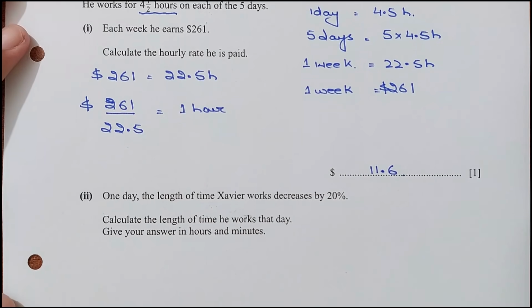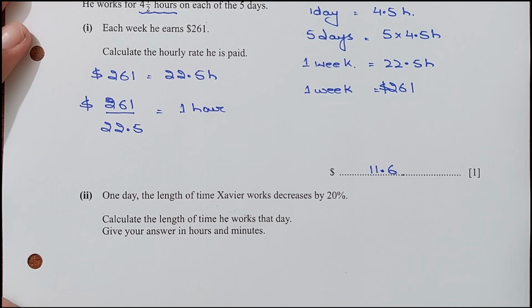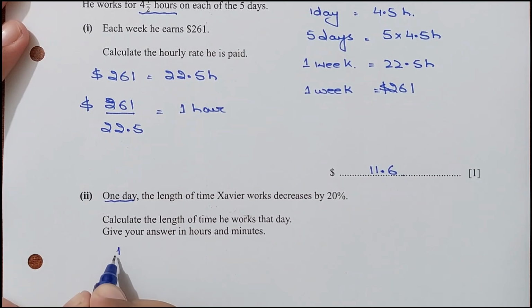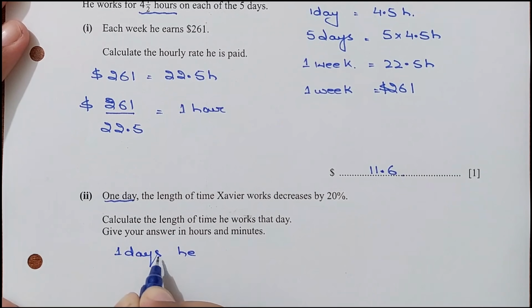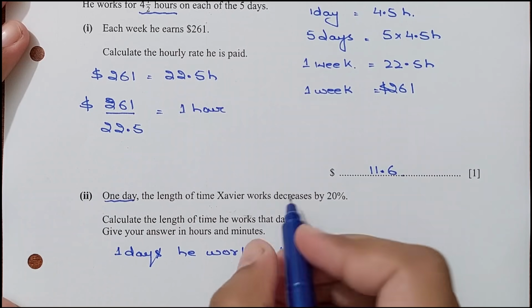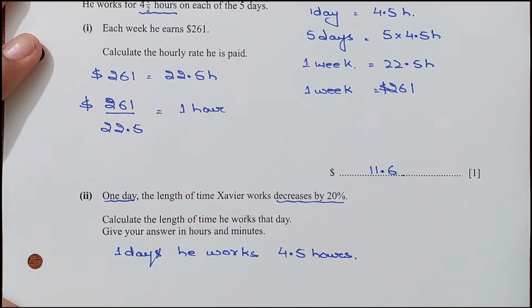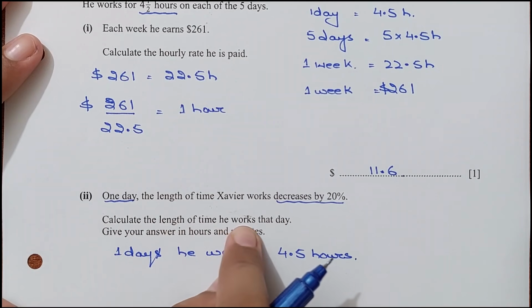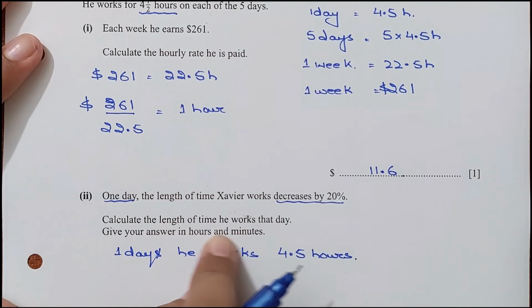Now for the second part, one day the length of time Zawi works decreases by 20%. Okay, so one day, so we know that one day he works 4.5 hours. Okay, it is decreased by 20%. Calculate the length of the time he works that day. Give your answer in hours and minutes.